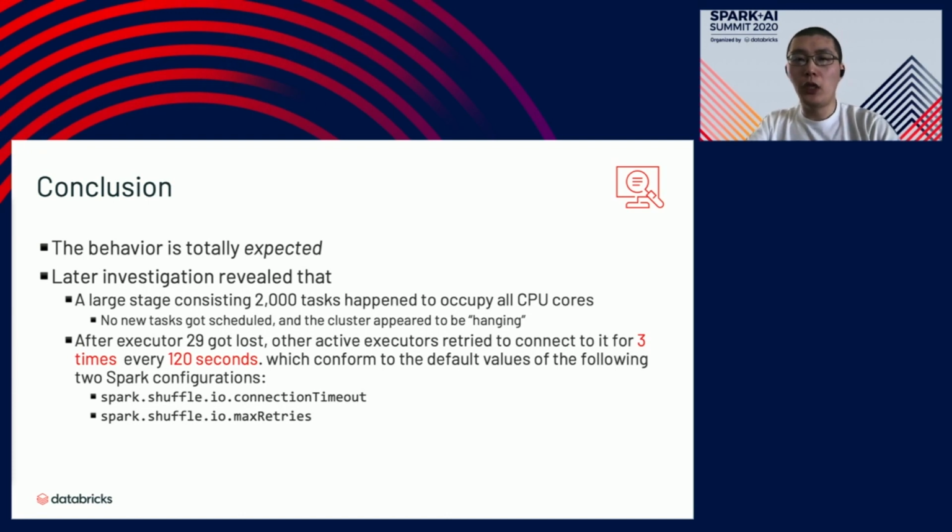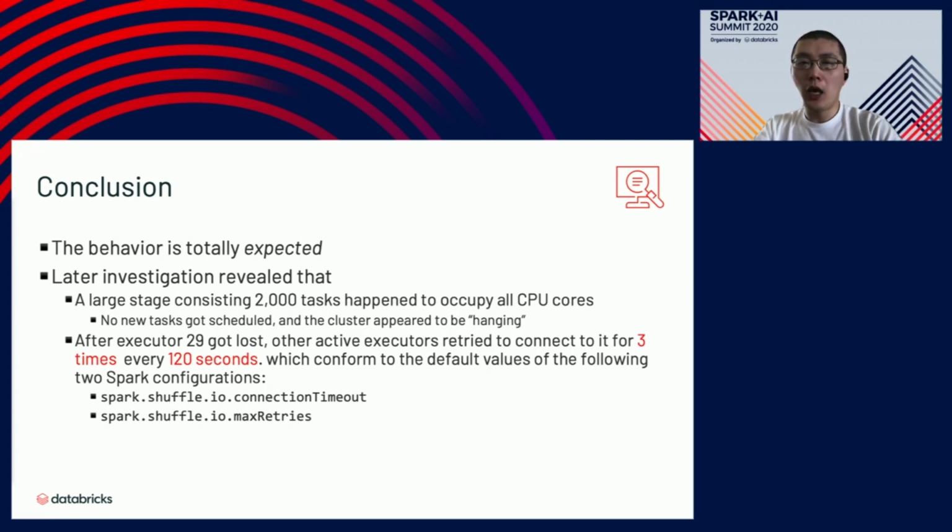So later investigation revealed that a very large stage consisting of 2,000 tasks happened to be occupying all the CPU cores during the so-called cluster hang period, which means that no new tasks could be scheduled. But all those 2,000 tasks already being scheduled are actually running there quietly. They're not producing any logs, but they are burning the CPUs and doing real work. And this makes the cluster appear to be hanging.